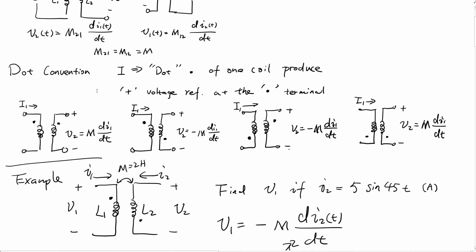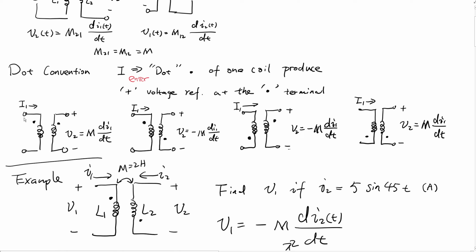Let's review the dot convention as well. If the current enters the dot of one coil, it produces a positive voltage reference at the dot terminal on the other side. See here, I1 is going into, entering, the dot. This other one is leaving the dot, because the dot is down here. This I1 is leaving the dot as well.